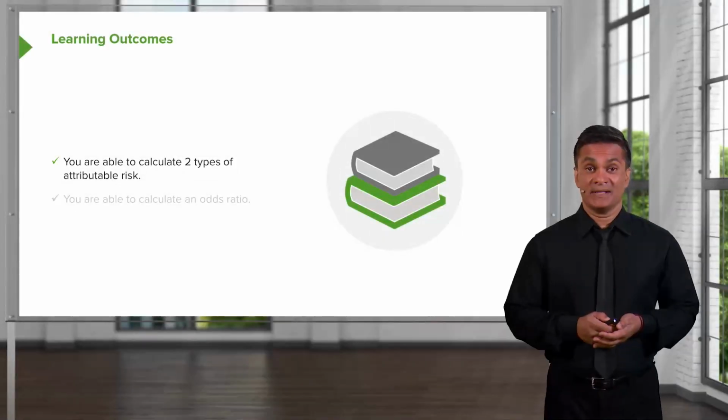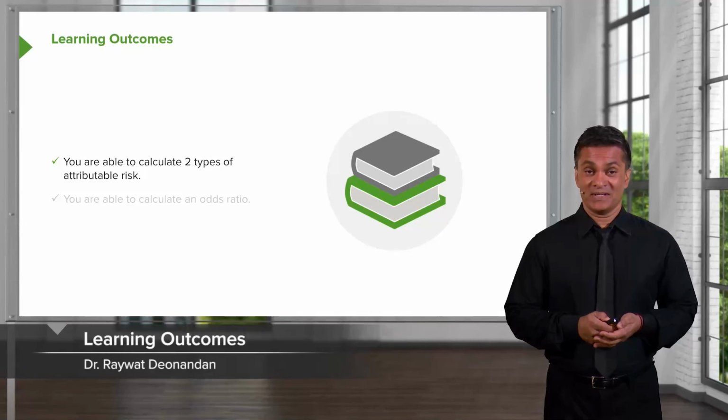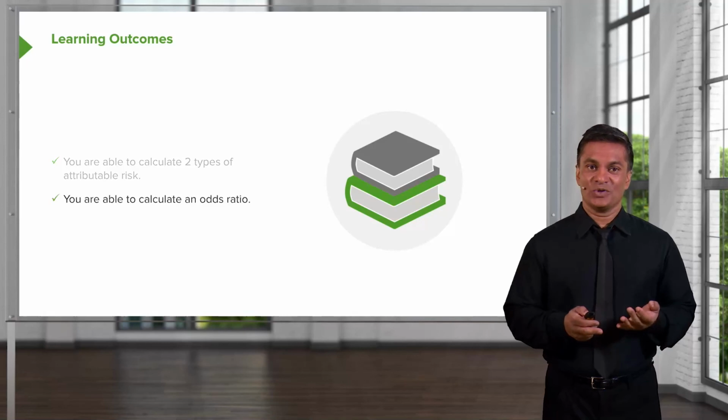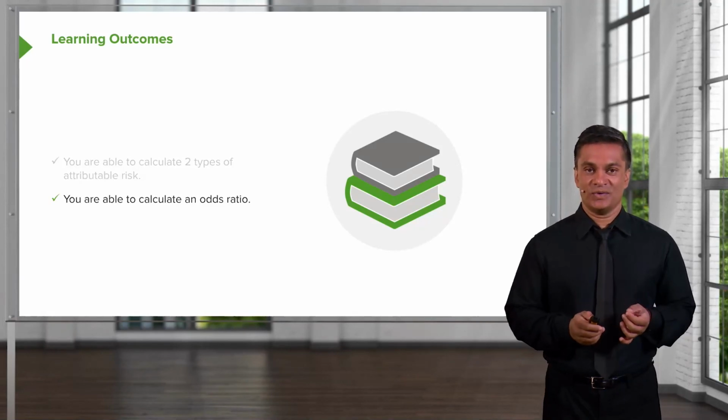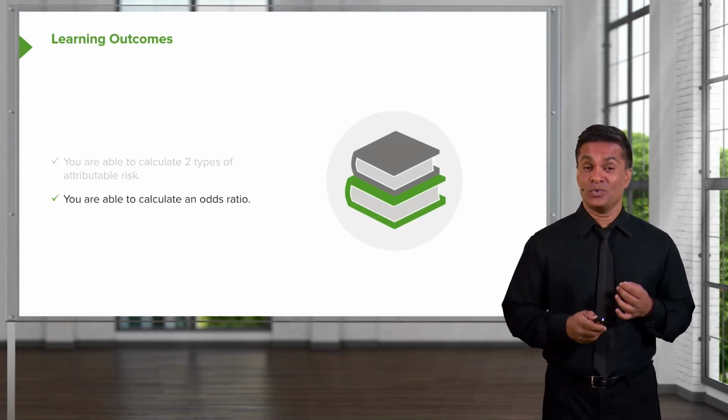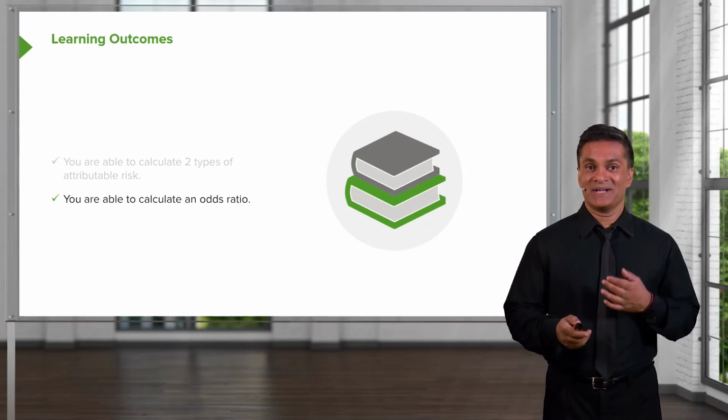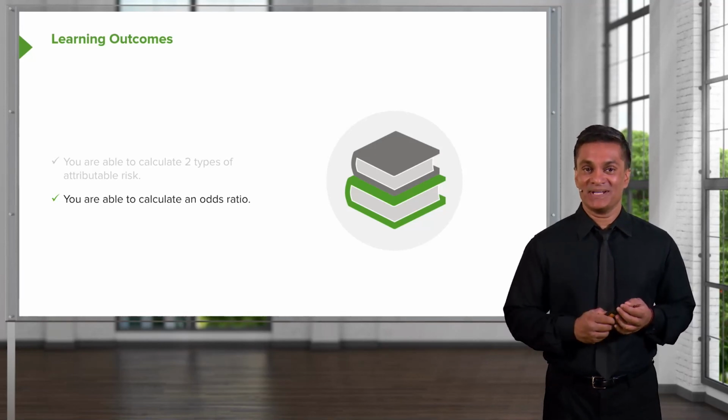Now you're able to calculate 2 types of attributable risk, the attributable risk in the exposed group and the population attributable risk, and you're also able to calculate an odds ratio, which is what we do when we can't compute a relative risk due to the fact that case control studies can't compute incidence rates.